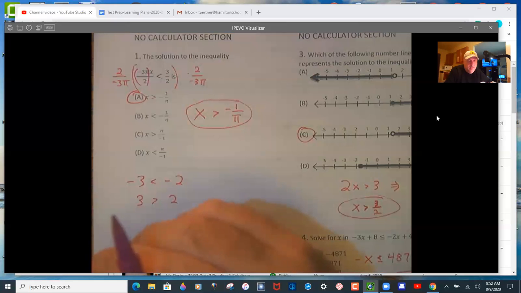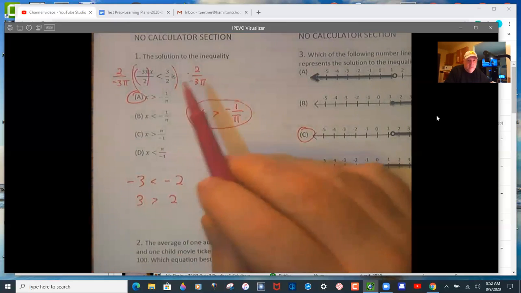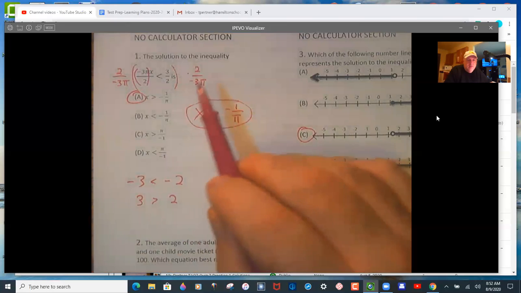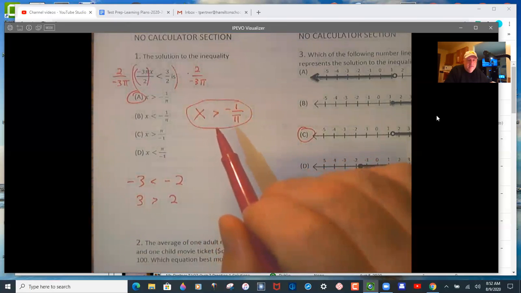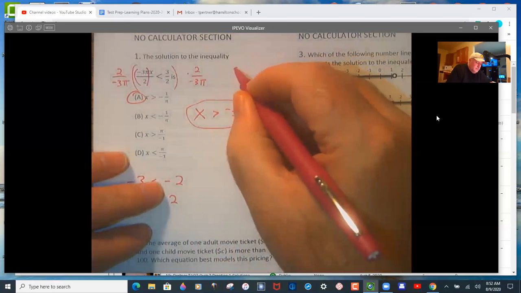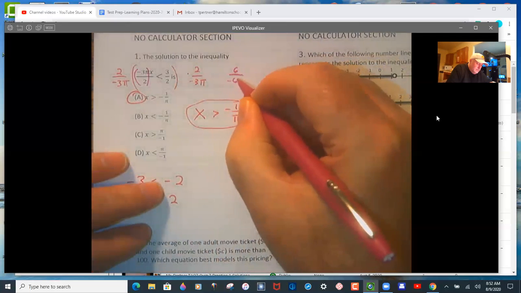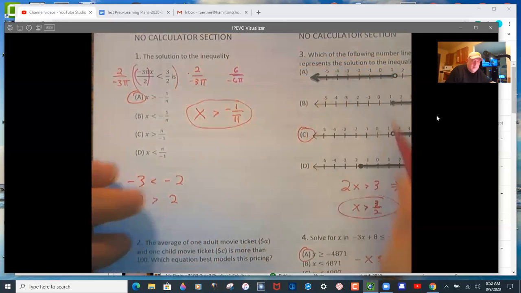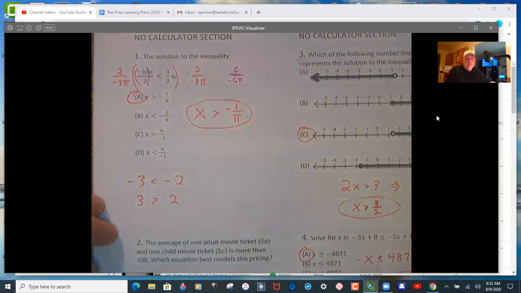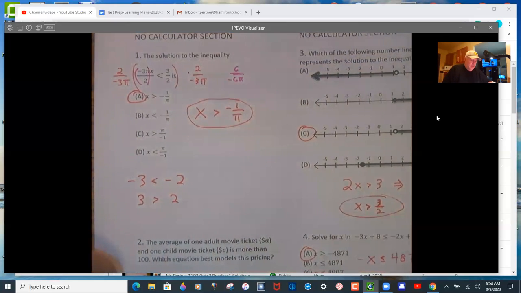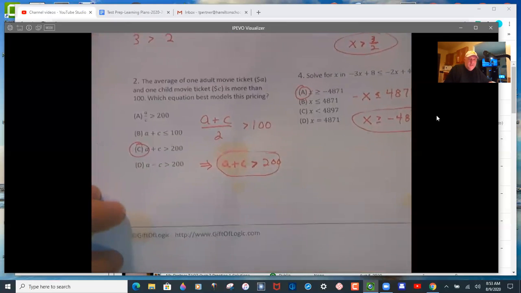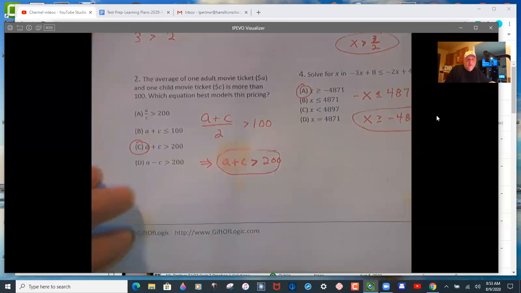So we have to flip the inequality and then reduce this right-hand side, 6 over negative 6 pi. What does that reduce to? Negative 1 over pi, with, again, a reversal of the inequality. Number 2, so there's my coffee again.